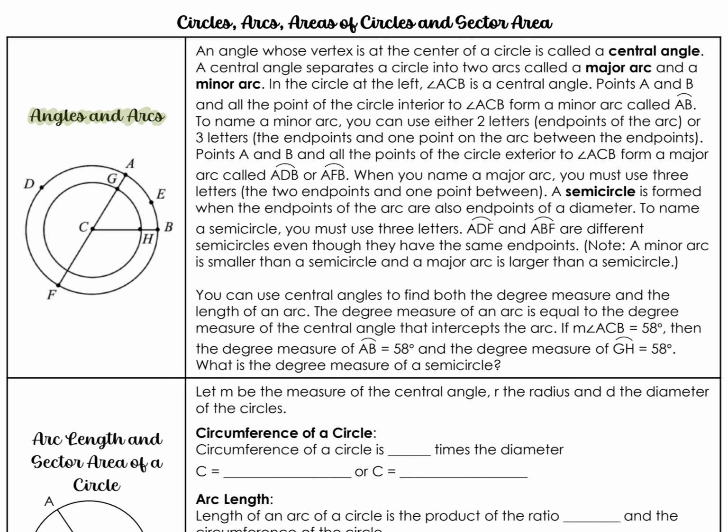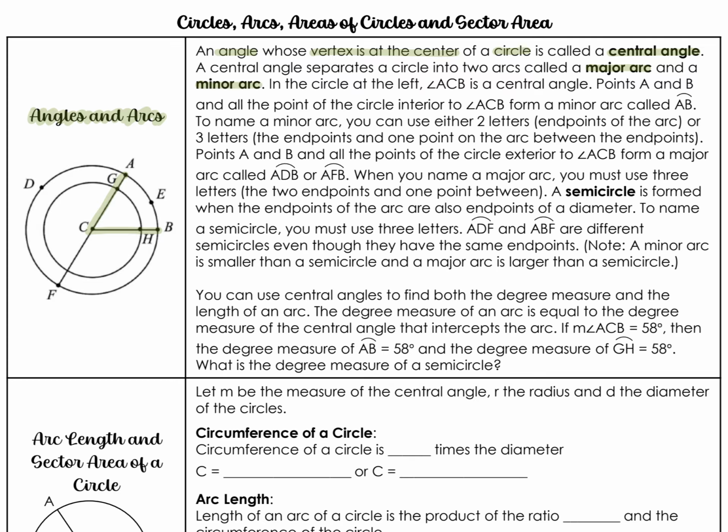An angle whose vertex is at the center of a circle is called a central angle. So, for example, here we have our angle ACB, which is our central angle. And a central angle is going to separate the circle into two arcs. You'll have what's called a major arc and a minor arc.